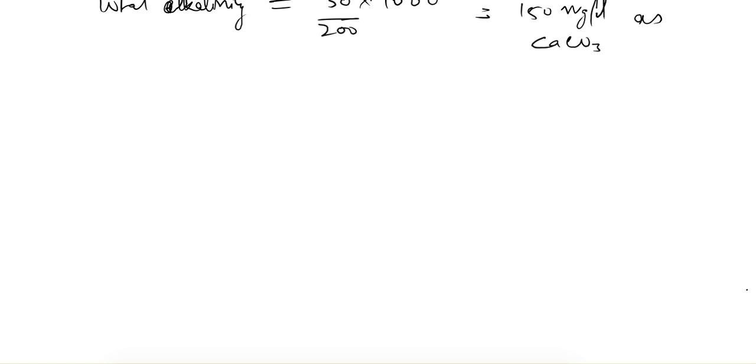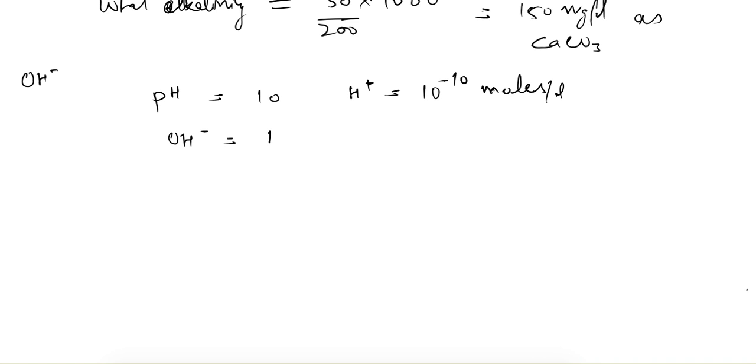Further we have to find out the individual concentrations also. First let's see for OH minus. The pH of the sample is given to us. The initial pH is 10. That means the concentration of hydrogen ion would be 10 to the power minus 10 moles per liter, which means the concentration of OH minus ions would be 10 to the power minus 4 moles per liter, and this we can write as 10 to the power minus 4 into 17 grams, because in 1 mole of OH minus there are 17 grams, because the atomic weight is 16 plus 1, that is 17.